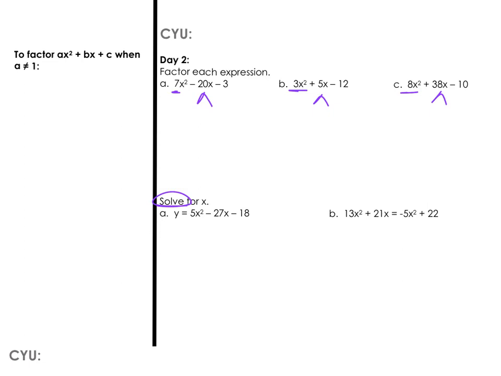Notice example B for this one. Remember, if it's equal to something other than 0, we've got to move everything over first, set it equal to 0 before we start to factor. Lots and lots of things to remember.